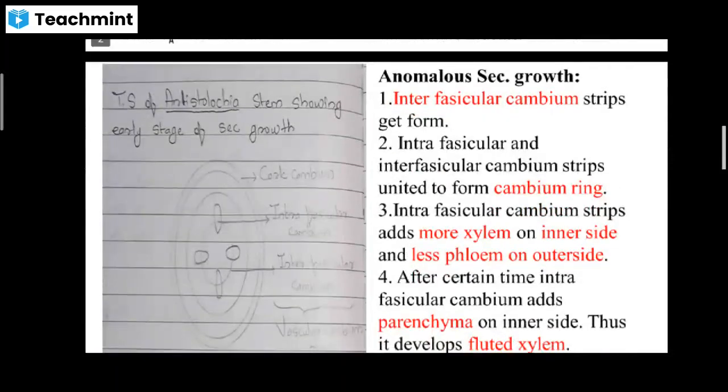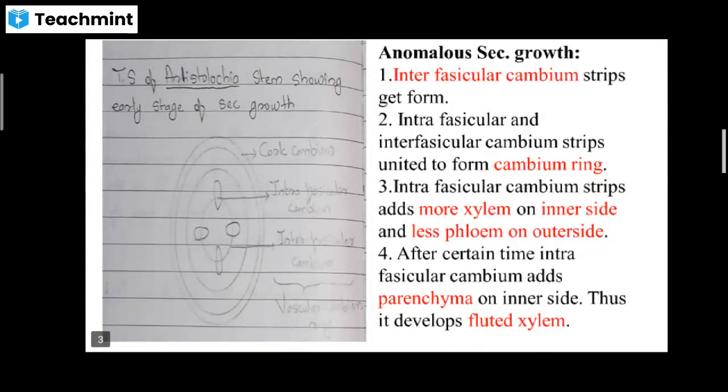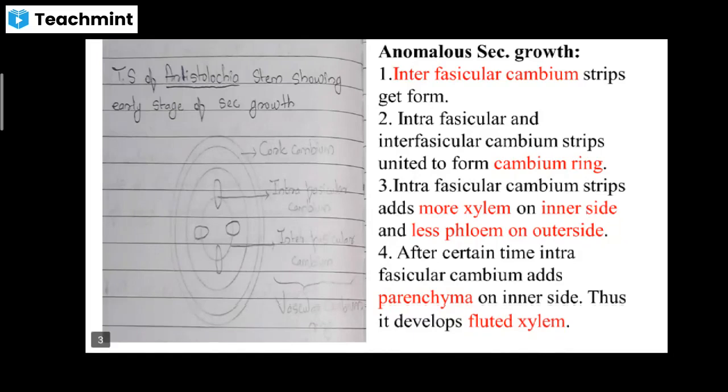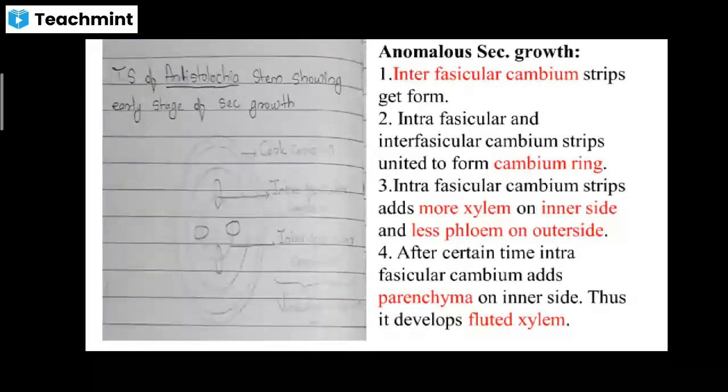So anomalous secondary growth means, as you know, the normal secondary growth. In normal secondary growth, what happens is that the intrafascicular cambium and interfascicular cambium are joined and they form the cambium ring. So here, in the early stage, the interfascicular cambium strip forms. Interfascicular cambium means the strip between the two vascular bundles.